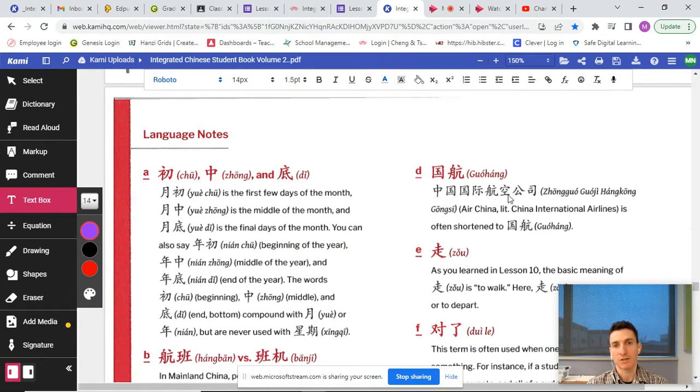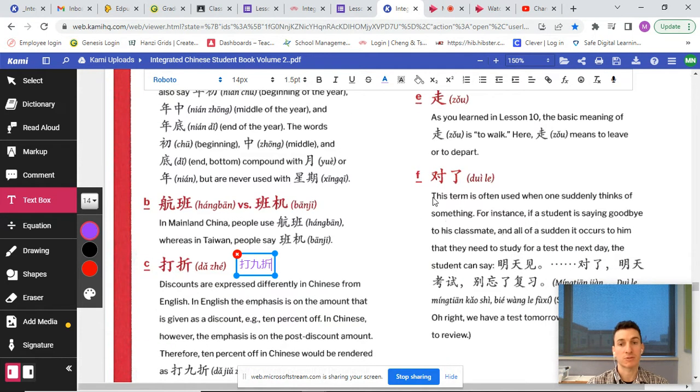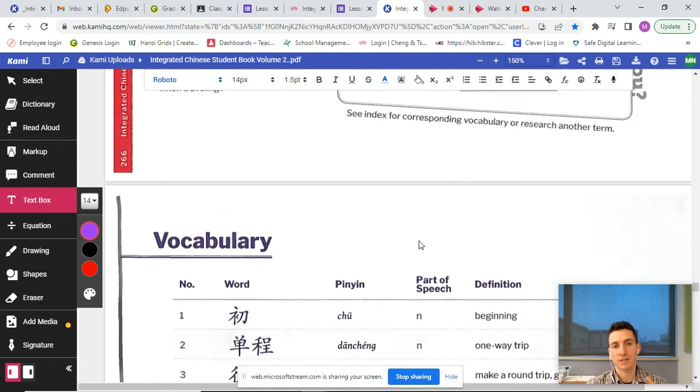Anyway, the full name is 中国国际航空公司. It says China International Airlines, and that's how I translated it, but most people call it Air China. Just so you know, you can also translate it as Air China. 走 just means to leave or depart. 对了 just means, oh, right. It's like an interjection, like, oh, I forgot something to say. Just say, oh, right. That's right.